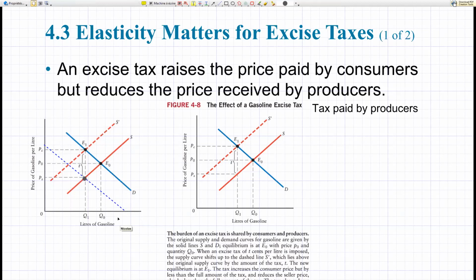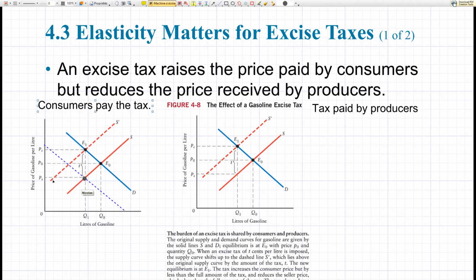So what changed? Now the consumers pay this much actually, but then the government takes a chunk of it, and the suppliers receive a very low price. So it's exactly the same situation as before. Yeah, so it's exactly symmetrical.